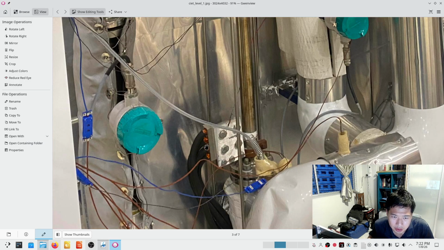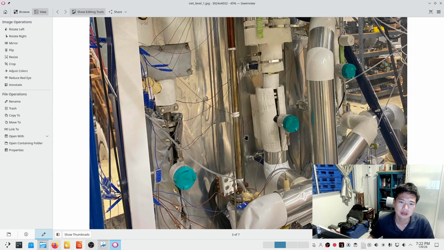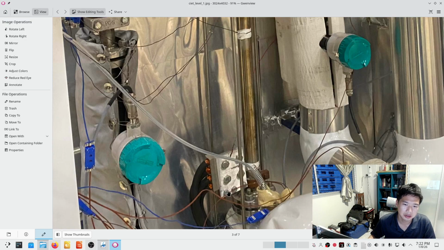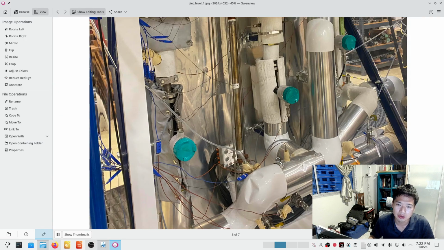What else? You can see this context here. These are where the current is flowing through to electrically heat the heater. And now you may ask yourself what these tubes are. These tubes are for manometer lines. They are for pressure measurements in the Compact Integral Effects Test.